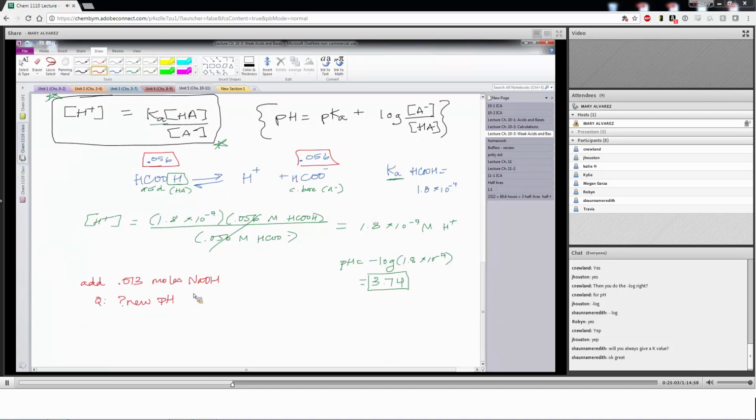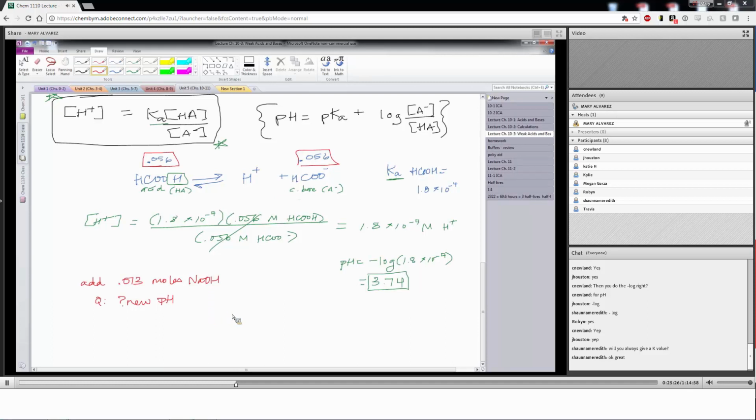Now, important thing to notice, I'm not adding sodium hydroxide to pure water, right? Because if I added this to pure water, then I'm going to get a really basic solution because this is a really strong base. But I'm not adding it to pure water, I'm adding it to a buffer system, and the buffer system is going to react with the sodium hydroxide.